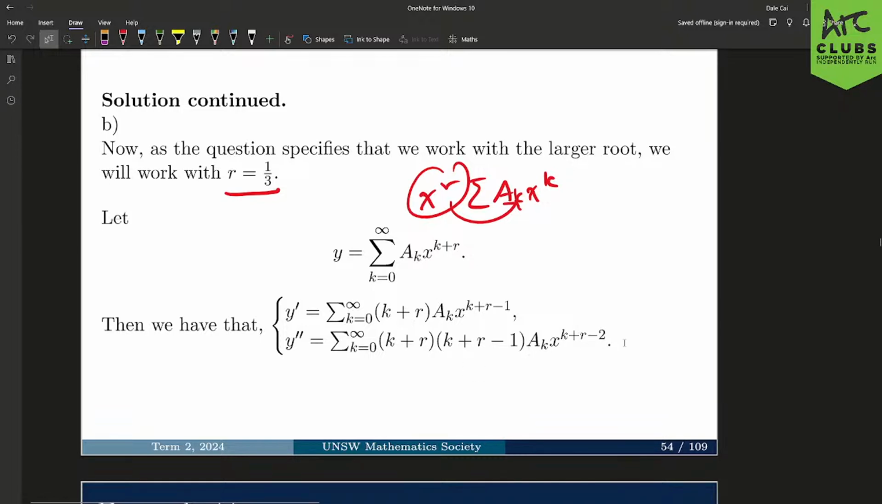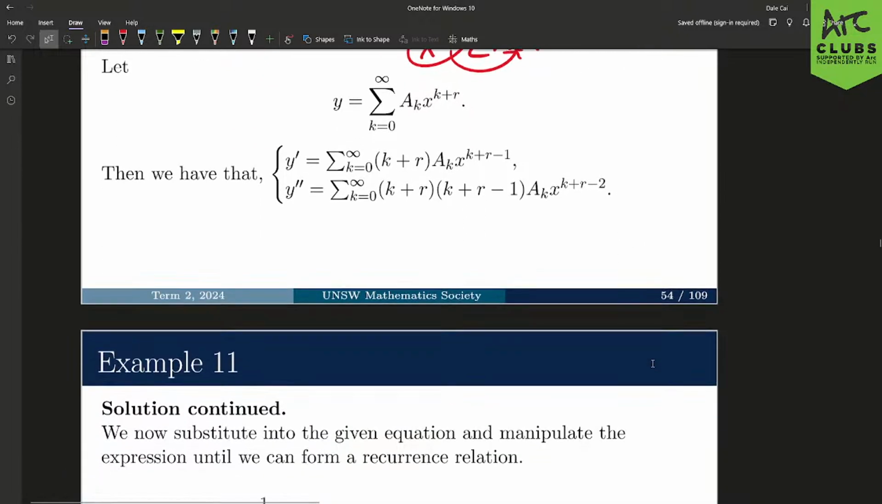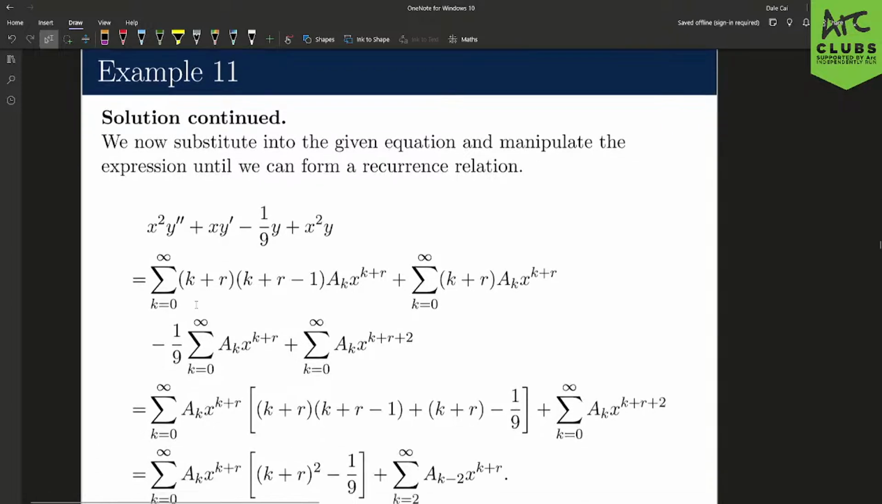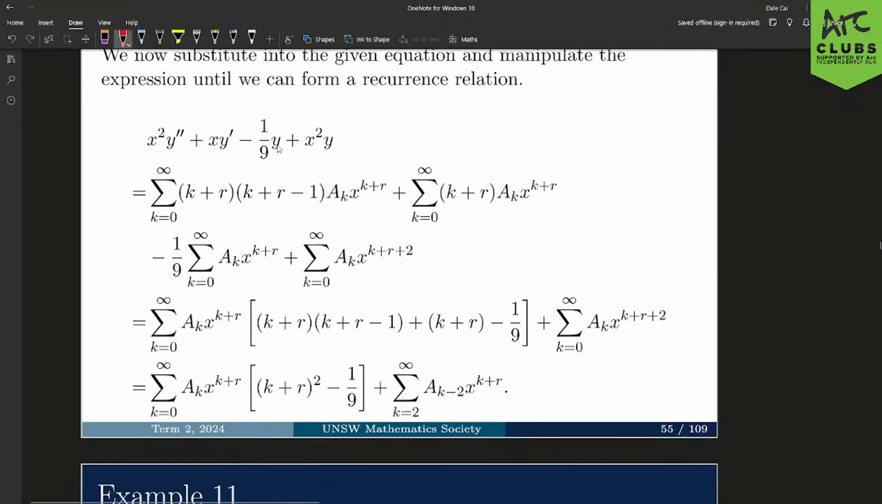Compute its derivatives. And then we substitute them into the left-hand side. Right, so we substitute them in directly. We're going to combine the first three terms because they all have the same power, x to the k plus r. And then the last term is just this term here.